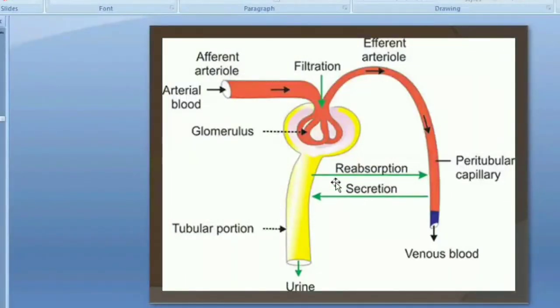Nephrons we have shown. Is it clear? Is it necessary to view the structure of the nephrons? This is part of the nephrons showing efferent arteriole, glomerulus, that means glomerular capillaries, and Bowman's capsule, tubular portion of proximal tubule.